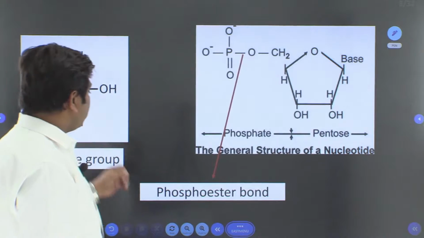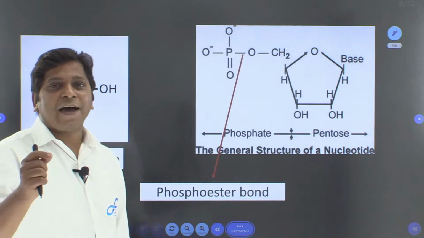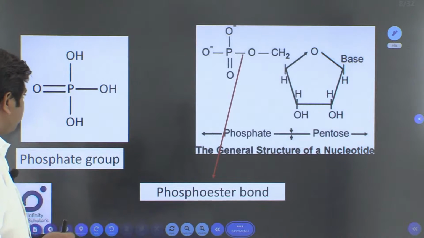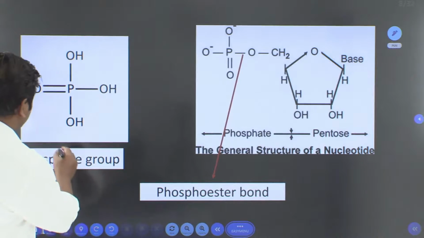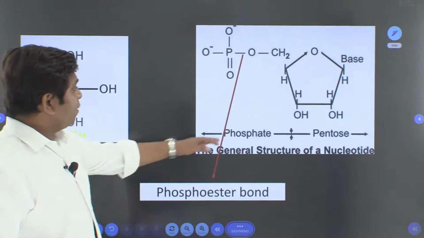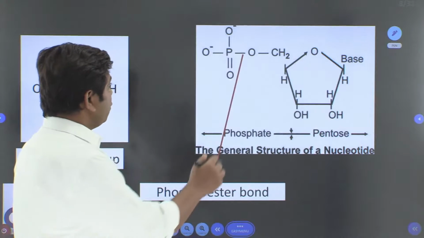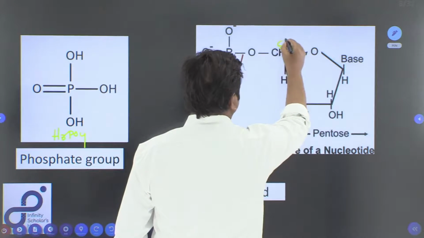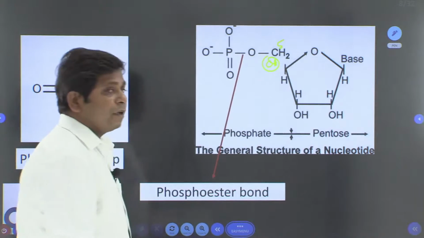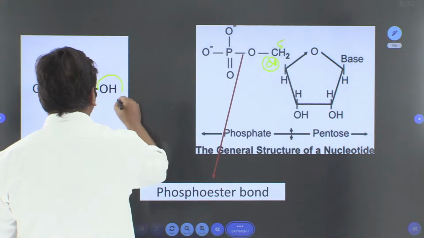So, now let us look at the next group, which determines the charge on the DNA molecule or the RNA molecule, the phosphate group. The phosphate group which is present is called phosphoric acid, H3PO4. And the phosphoric acid is attached to the sugar molecule. If you look here at the 5 prime position, the group which was present is CH2OH. This is a hydroxyl group. And the hydroxyl group of the sugar is reacting with the hydroxyl group of the acid molecule over here.